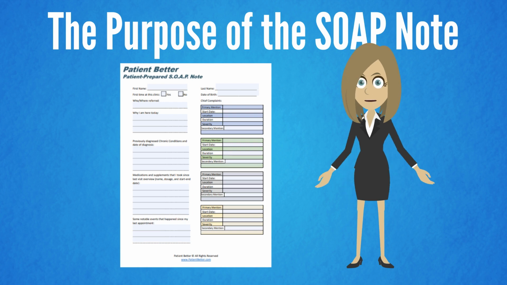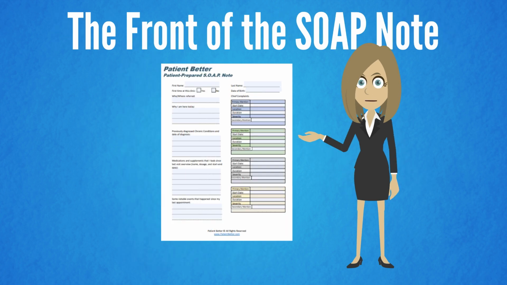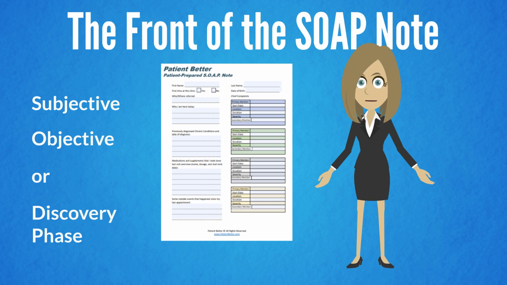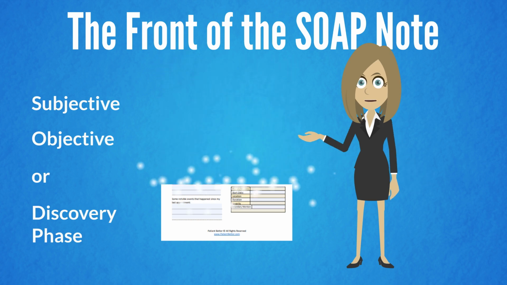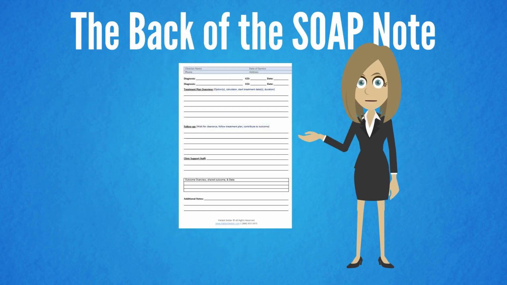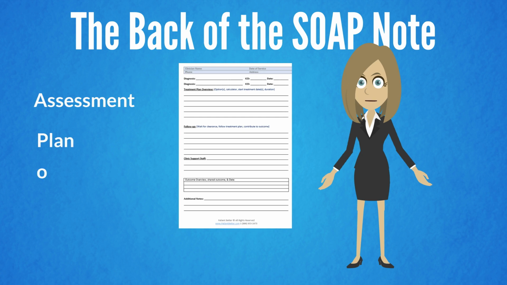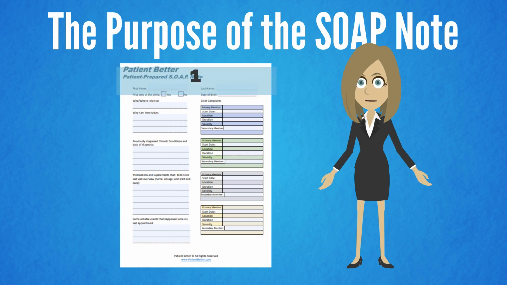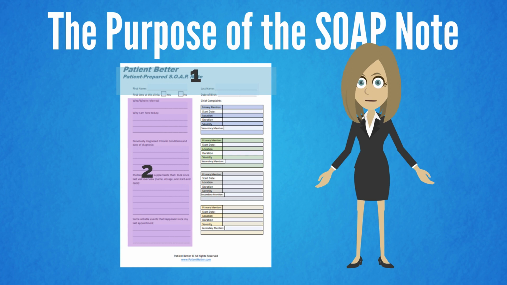So let me walk you through preparing a SOAP note. The front side of the SOAP note pertains to the subjective and objective, or the discovery phase of the encounter. And the back of the SOAP note pertains to the assessment and the plan, or the treatment phase of the encounter.